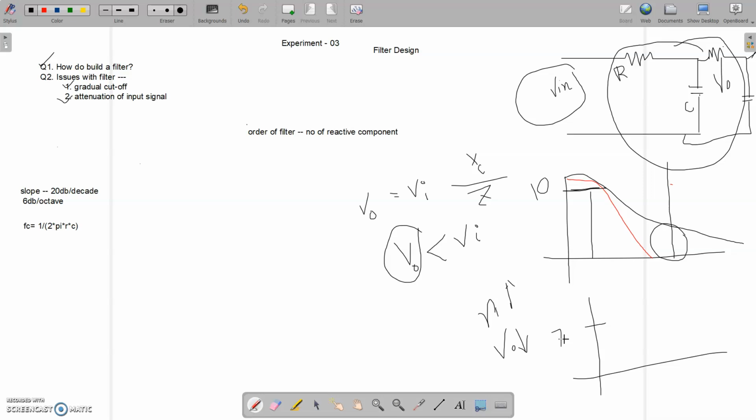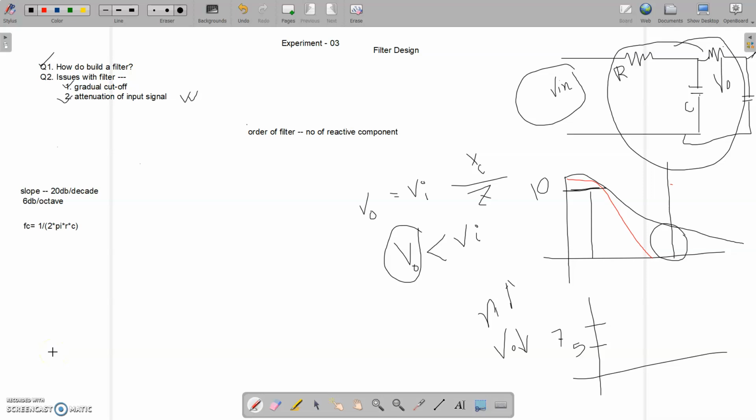If you increase the number of reactive components, that is, increase the filter order, the output will keep decreasing, and that is something we don't want. We want to cut off a portion, to truncate a portion, but without hampering my original signal. I don't want to decrease the amplitude of my original voice signal. So that is something we have to deal with. That is my next problem, how to deal with this one.